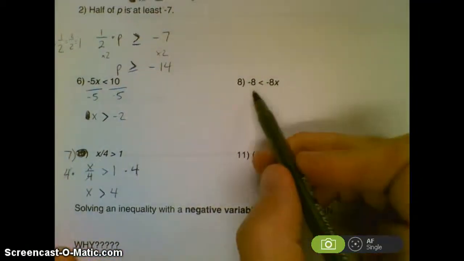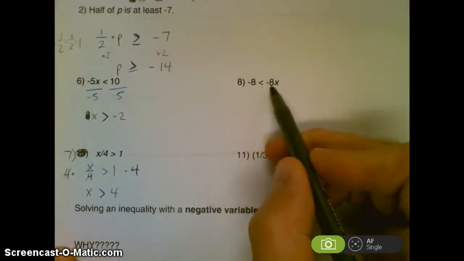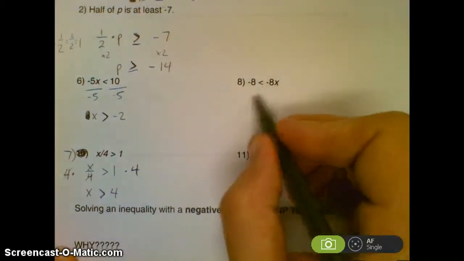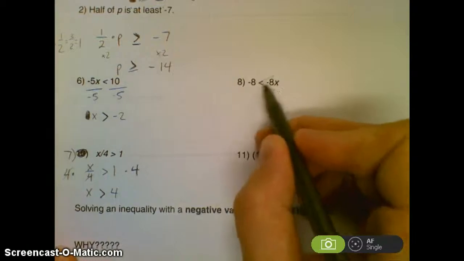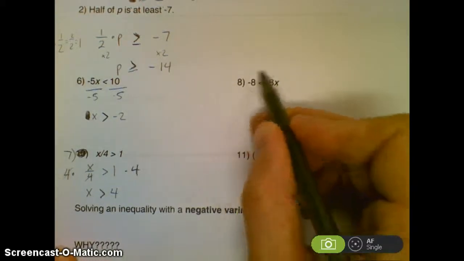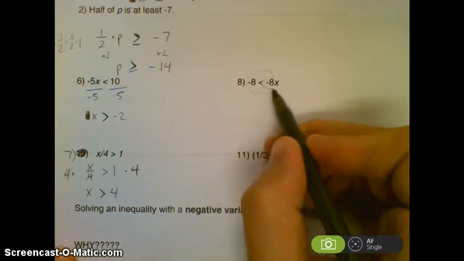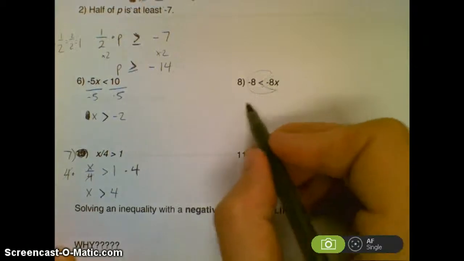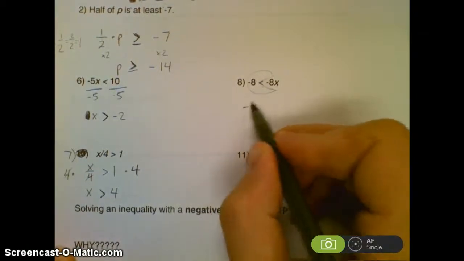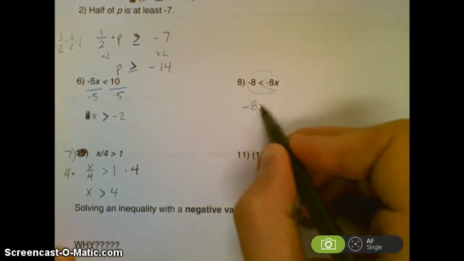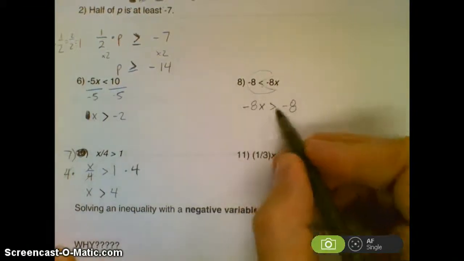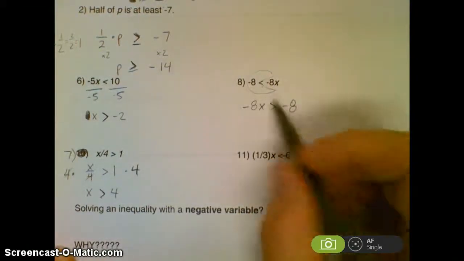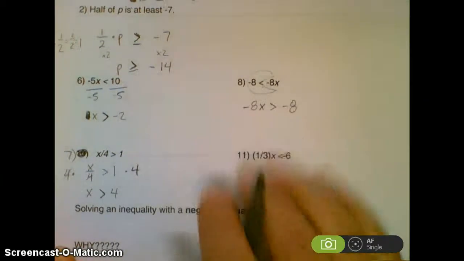Number 8: negative 8 is less than negative 8x. I can flip this right now, as long as I keep my sign the way it needs to be. We always called it Pac-Man; Pac-Man always eats the larger of the two. So I've got negative 8x is greater than negative 8. I just took this whole thing and flipped it.